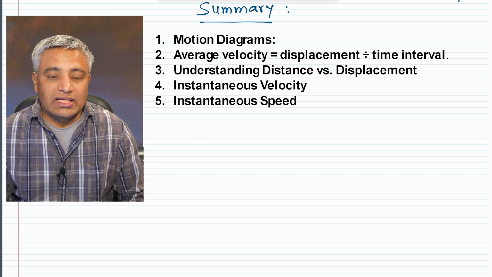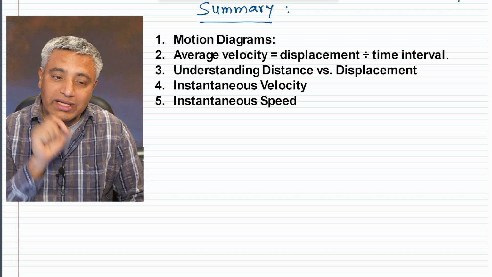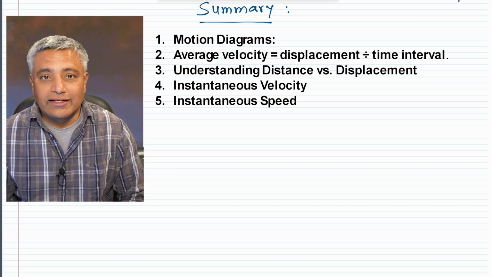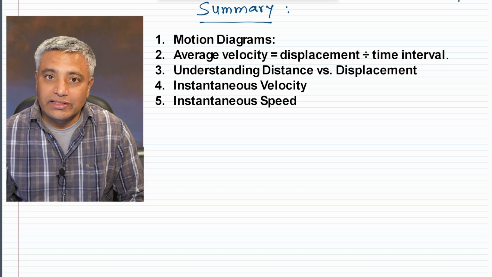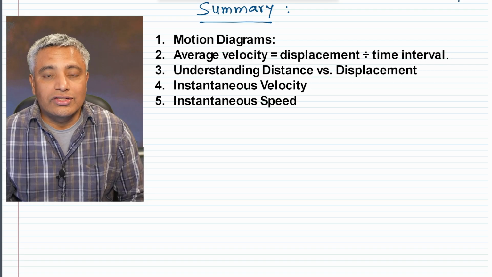So the instantaneous velocity is the object's velocity at that specific moment. On a position versus time graph, you find it by drawing a tangent line at that point. The slope of the tangent line gives the instantaneous velocity, and it also gives us the instantaneous speed.